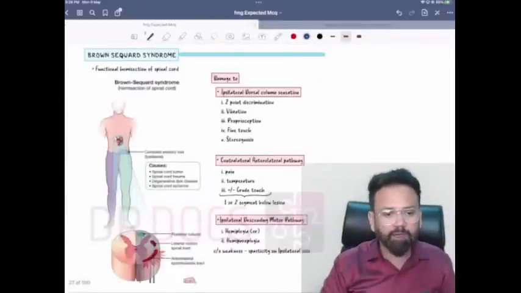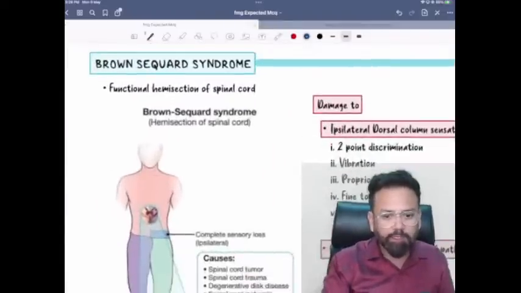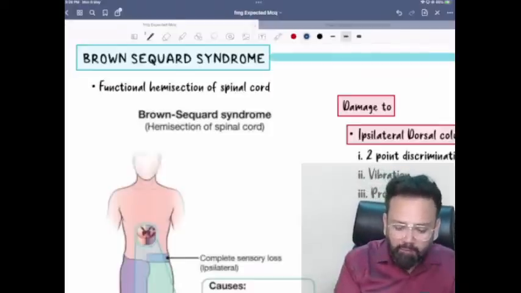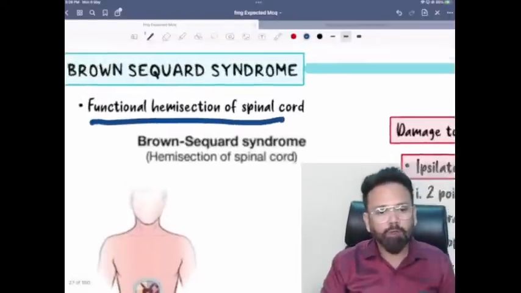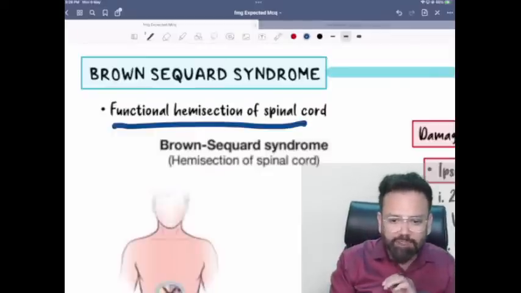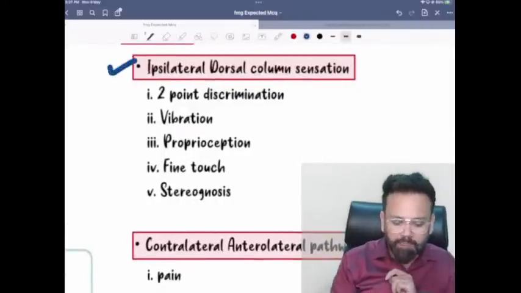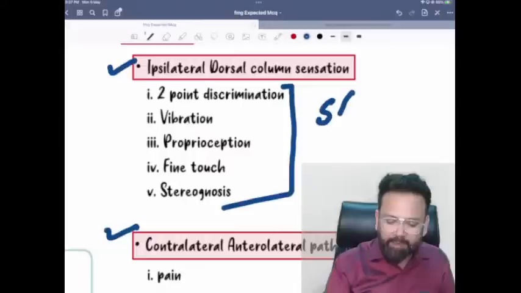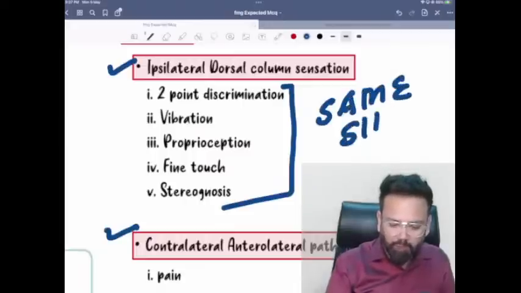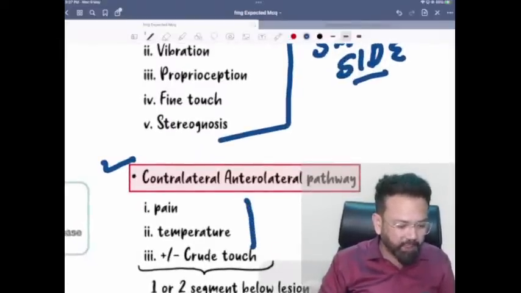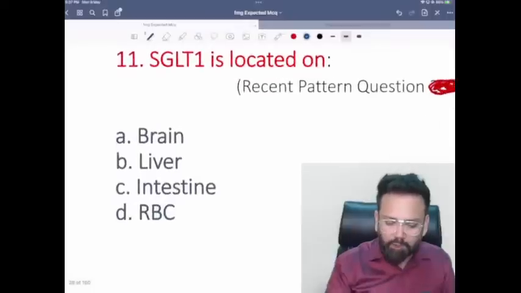Okay. Now, one point is very, very important. What is Brown-Séquard syndrome? Brown-Séquard syndrome is functional hemisection of the spinal cord. So if there is hemisection, what will be the damage? Damage will be ipsilateral dorsal column, but contralateral anterolateral column. Means all sensation carried by the dorsal column will be lost from the same side, but pain and temperature will be lost from the contralateral side. Is this clear? Brown-Séquard syndrome.